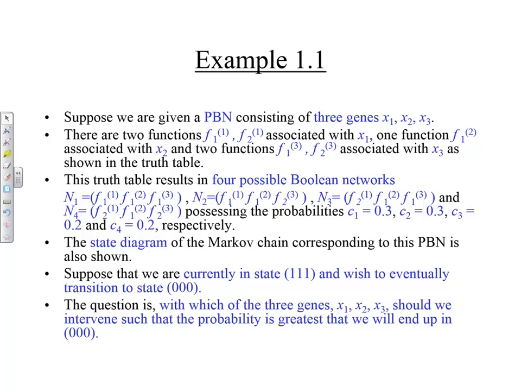Now, having done all these calculations, you'll be able to come up with the state diagram of the Markov chain, because there are 8 states here: 0, 0, 0, 0, 0, 1, 0, 1, 0, and so on up to 1, 1, 1.